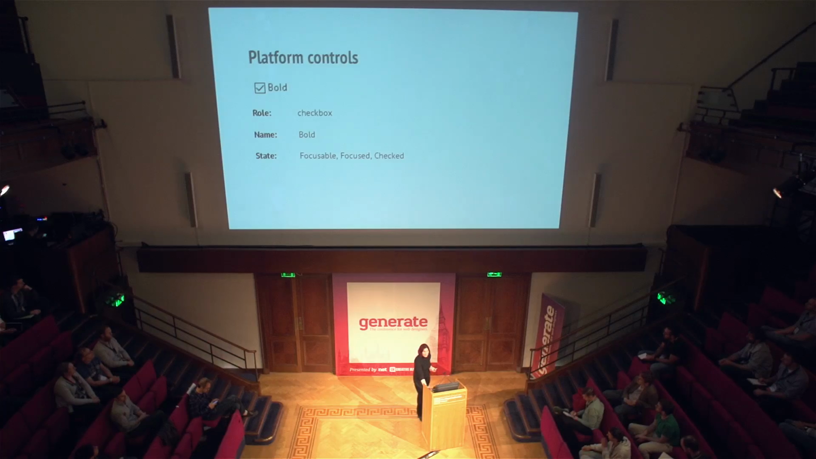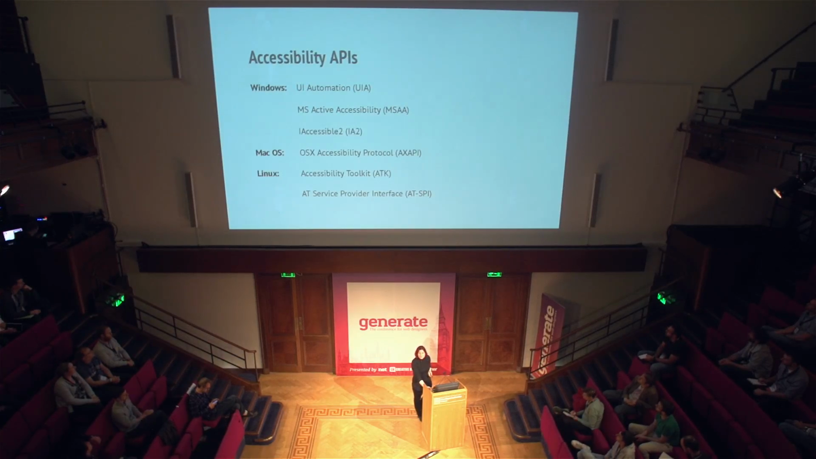It has a role, a checkbox, that describes its purpose in life. It has an accessible name or a label that's "bold." In this case, it matches the visual label that's on screen, and it tells everybody what this checkbox will do when it's toggled. And we can also find out something about its state. It can be focused on, it is currently focused, and it's also checked. And all that information is available to assistive technologies like screen readers using platform accessibility APIs.